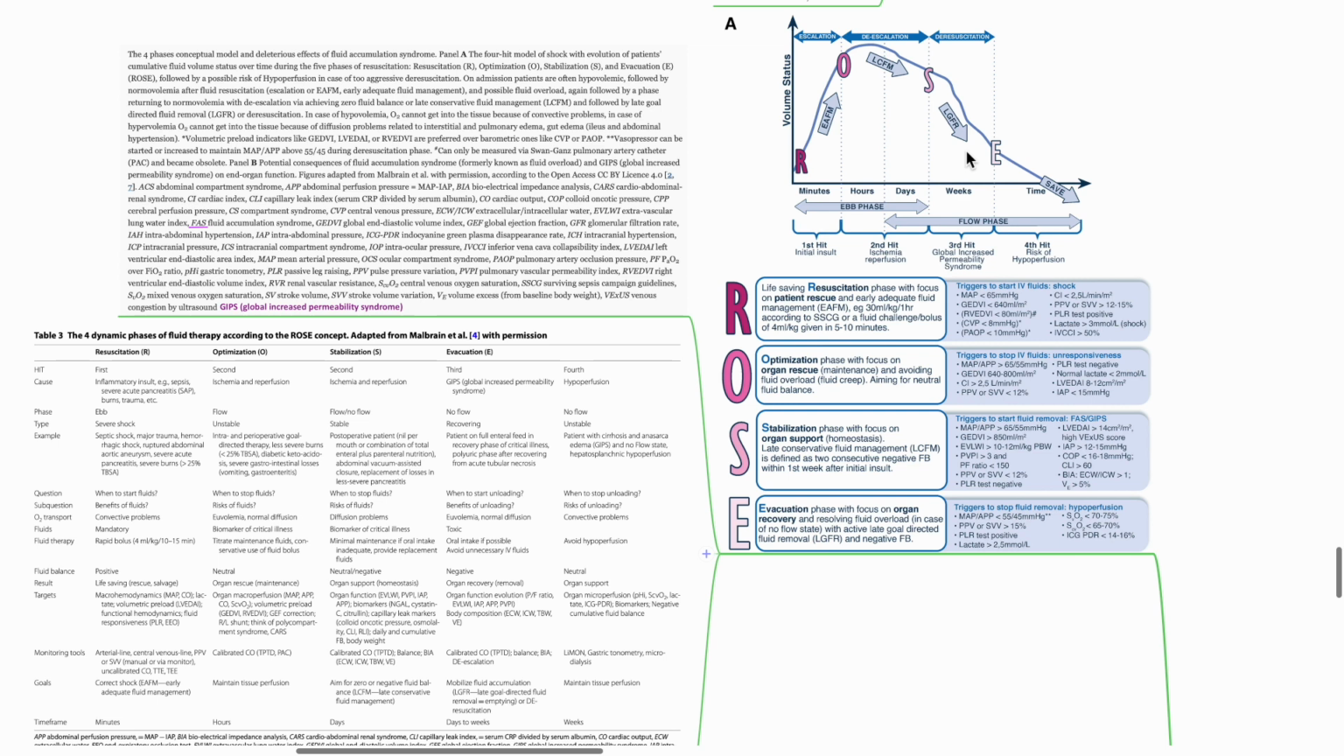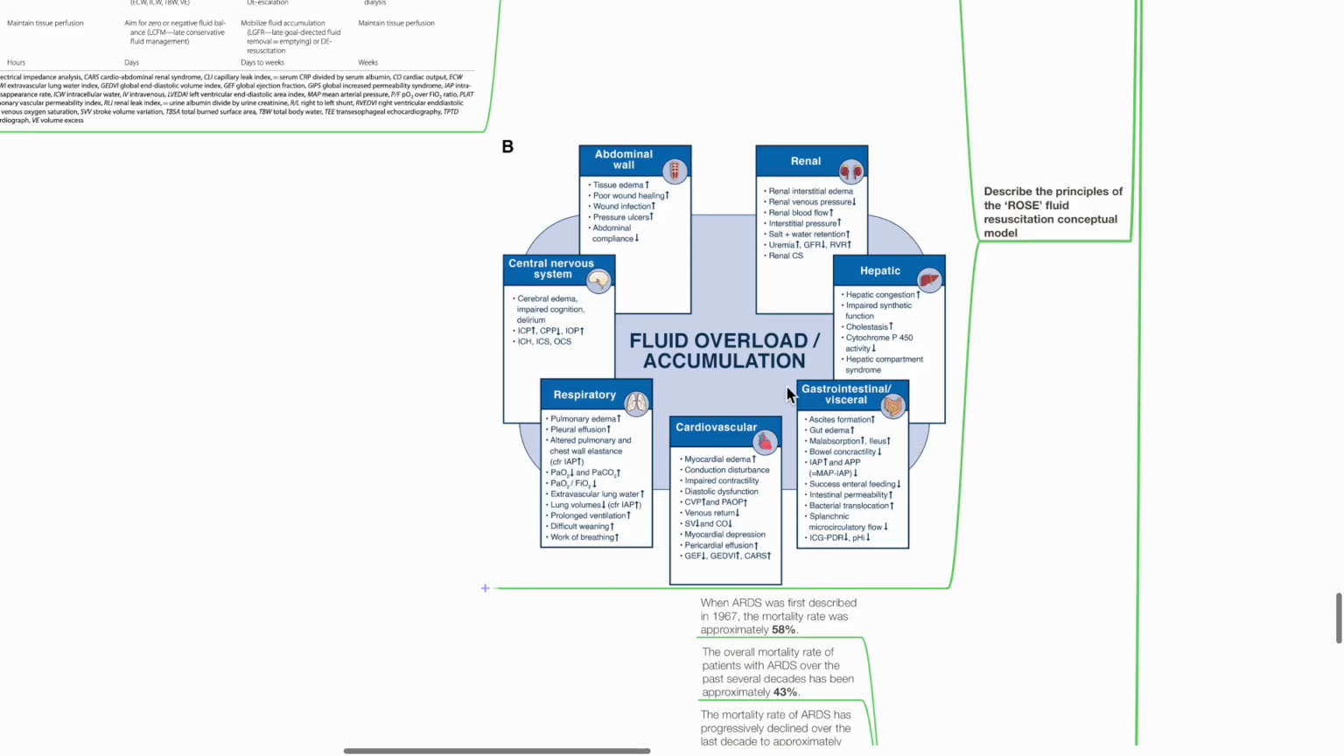Fluid balance progresses from negative to neutral. Goals include mobilization of fluid accumulation and maintenance of tissue perfusion. Time frame is days to weeks. The third hit occurs during the evacuation phase, which involves global increased permeability syndrome. The fourth hit, which is hypoperfusion, may follow the evacuation phase. This diagram lists the various adverse effects of fluid overload and accumulation, which may occur at the abdominal wall, kidneys, liver, gastrointestinal system, cardiovascular, respiratory, and central nervous systems.